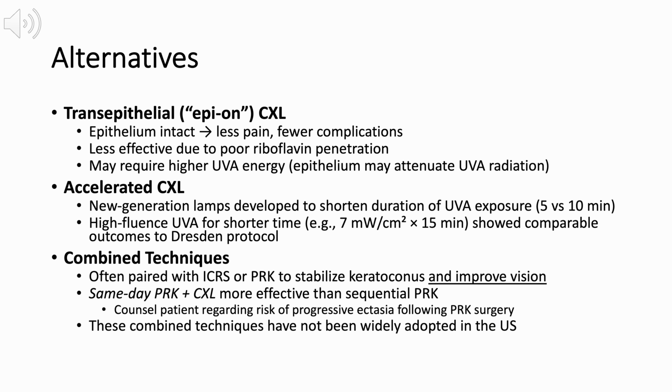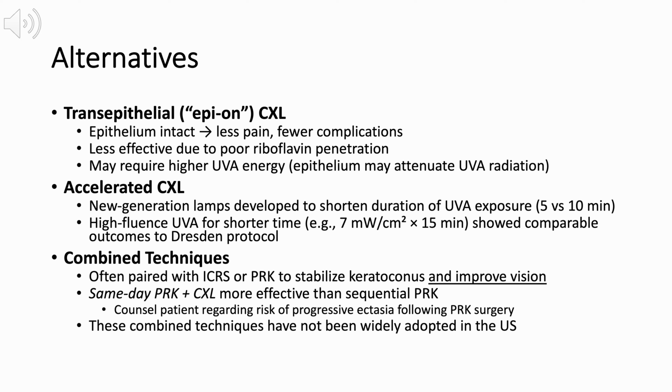When we think about corneal cross-linking, it is important to recognize that while the Dresden epi-off protocol is the most widely used and FDA-approved method, there are several alternative techniques under investigation or in clinical use. One such option is transepithelial or epi-on CXL. In this approach, the corneal epithelium remains intact, which translates to less pain for the patient and a lower risk of complications compared to epithelial removal. However, because the intact epithelium acts as a barrier, riboflavin penetrates the cornea less effectively, reducing treatment efficacy. To compensate, higher UVA energy may be required, since the epithelium can attenuate radiation reaching the stroma.